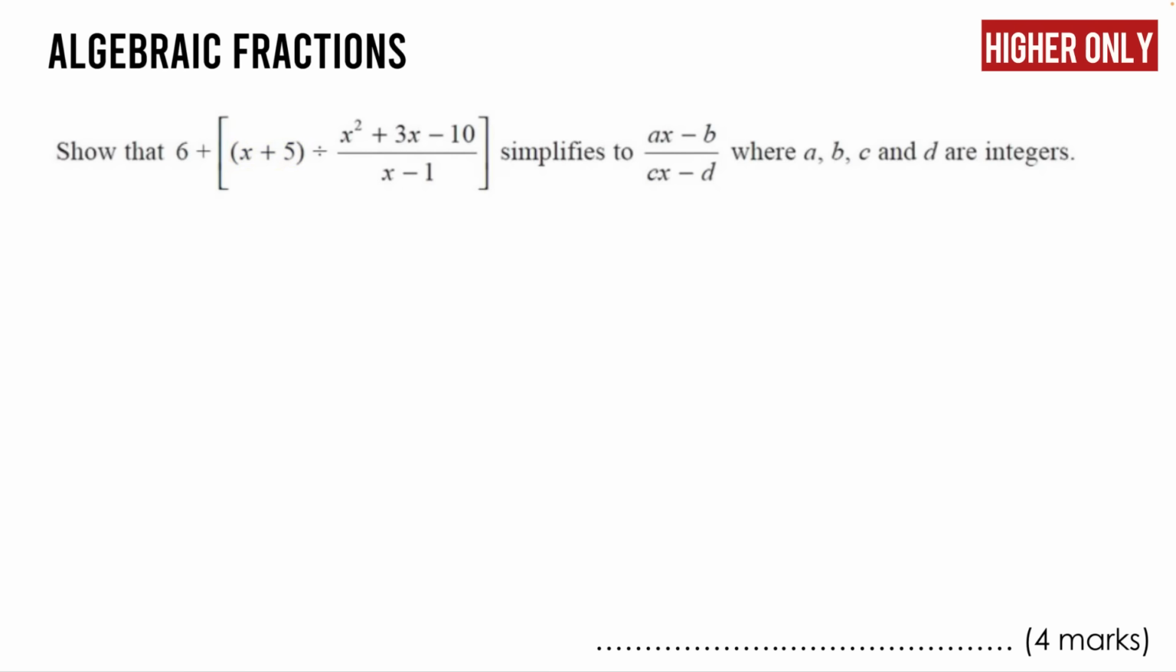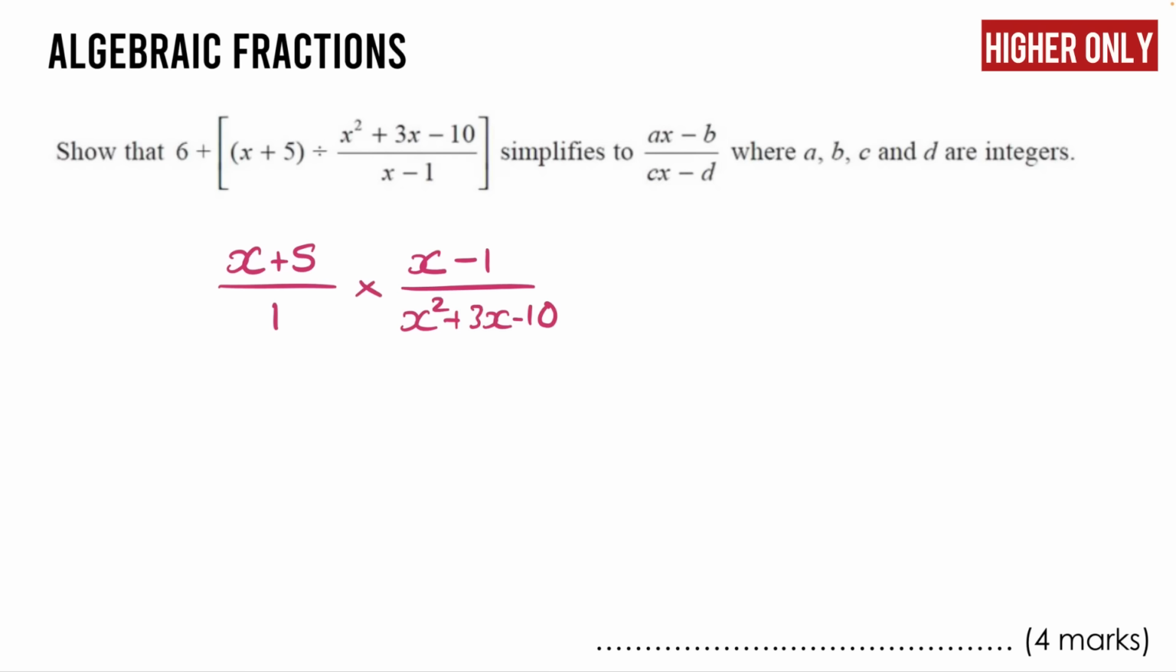So we're going to deal with what's inside the big bracket to start with, and I'm going to write x plus 5 as a fraction over 1. So x plus 5 over 1, and we're going to times that by the reciprocal of the second fraction, as we are doing a division here. So we get x minus 1, and on the bottom we have this quadratic x squared plus 3x minus 10.